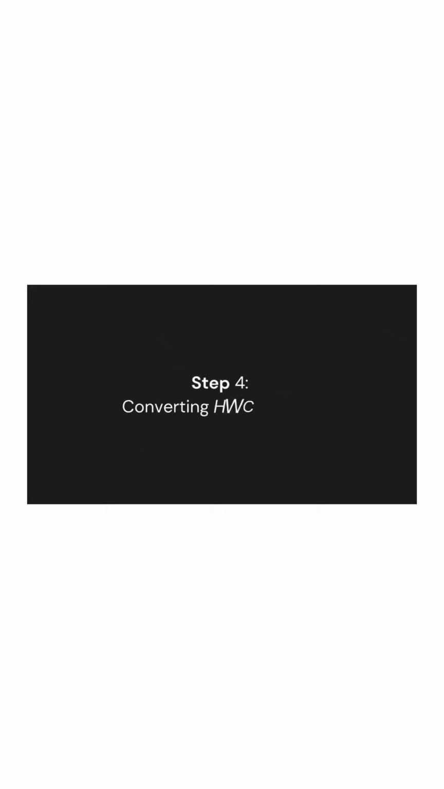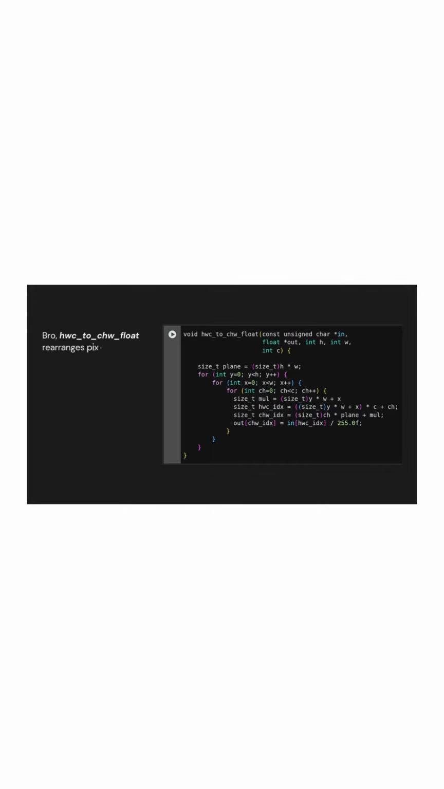Step 4. Converting HWC to CHW float. Bro, HWC to CHW float rearranges pixel data format. Images are usually stored as height, width, channel, HWC, but deep learning models prefer channel, height, width, CHW. It also normalizes pixel values between 0 and 1.